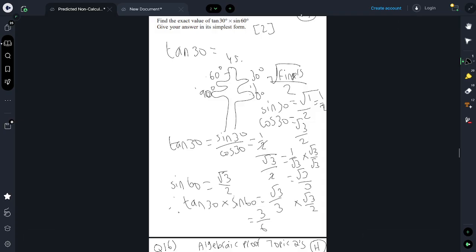Now, actually, in its simplest form, we can simplify this fraction. You should notice this is a half. 3 goes into 6 twice, so there we are. And that should be your exact value for that. So it's really just assessing, do you know a bit of surds as well, but it's mainly assessing, do you know your values? Again, it's only 2 marks, but there are various methods.